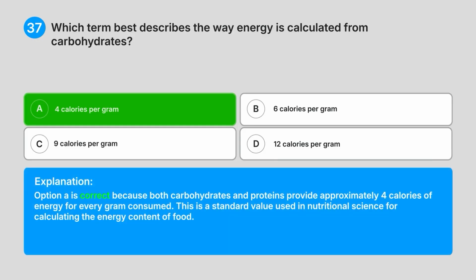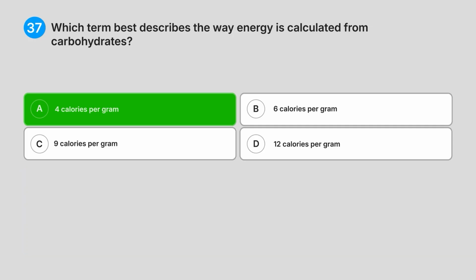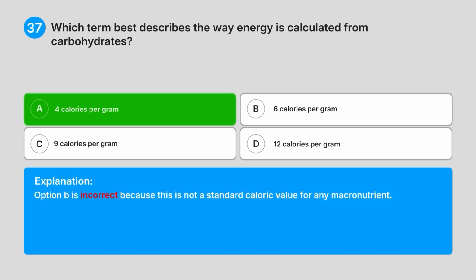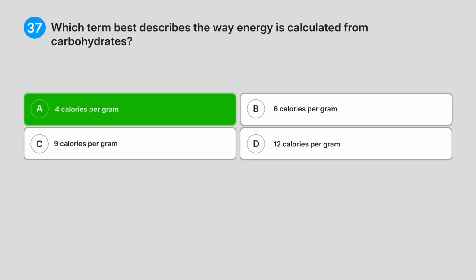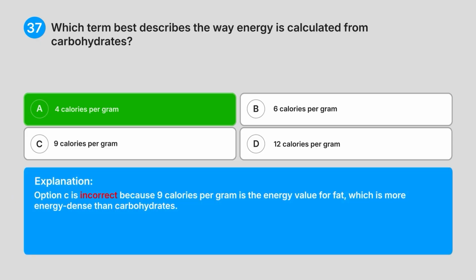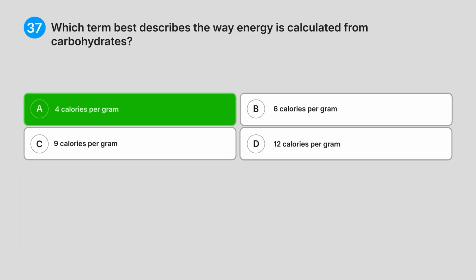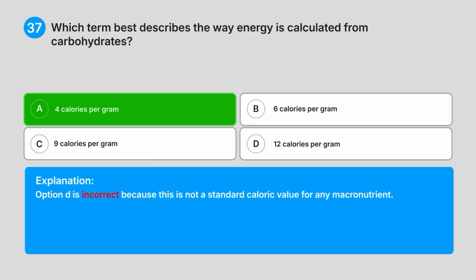Explanation. Option A is correct because both carbohydrates and proteins provide approximately 4 calories of energy for every gram consumed. This is a standard value used in nutritional science for calculating the energy content of food. Option B is incorrect because this is not a standard caloric value for any macronutrient. Option C is incorrect because 9 calories per gram is the energy value for fat, which is more energy dense than carbohydrates. Option D is incorrect because this is not a standard caloric value for any macronutrient.